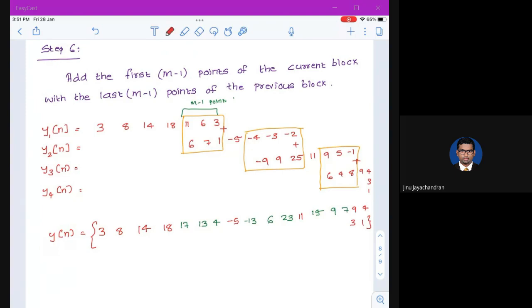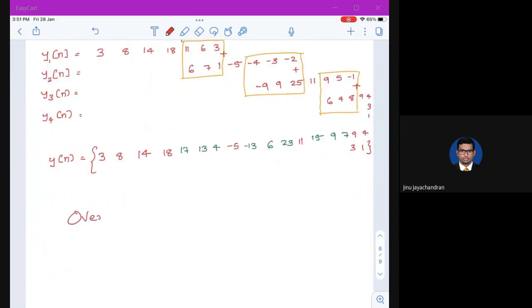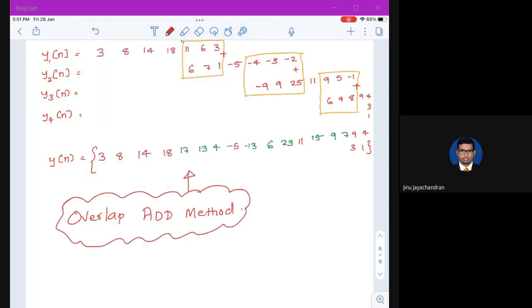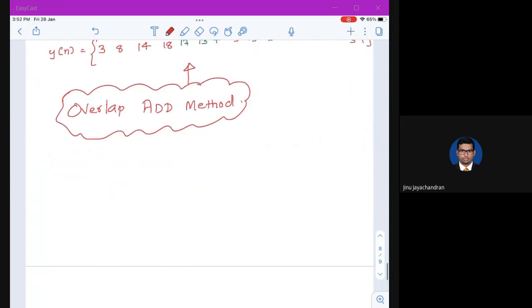This is called the overlap add method for linear filtering. So this method is called the overlap add method. We overlap and add the elements of two blocks. And not all the elements: the first 3 of a block are added with the last 3 of the previous block. And then you get the complete linear filtered output.